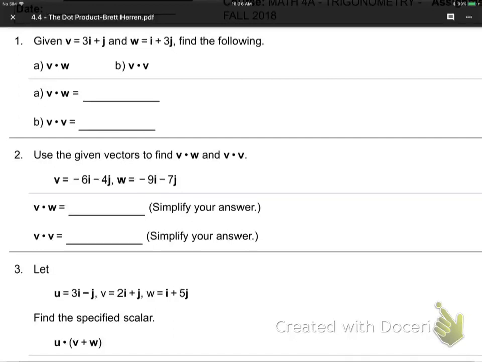Here we are. So number one, they're giving me vector v and vector w. Vector v is 3i plus j. Vector w is i plus 3j. And they're asking me, what's v dot w? What is v dot w?